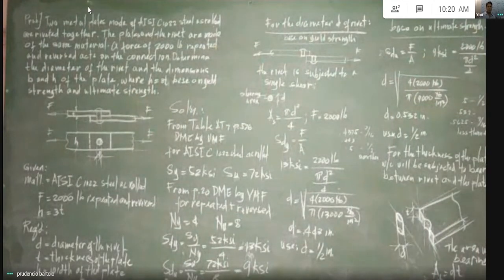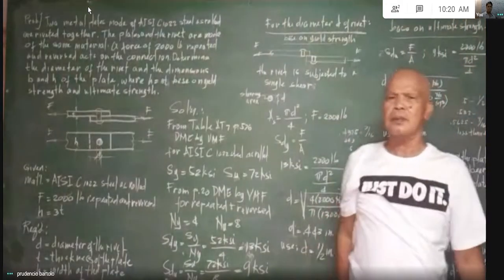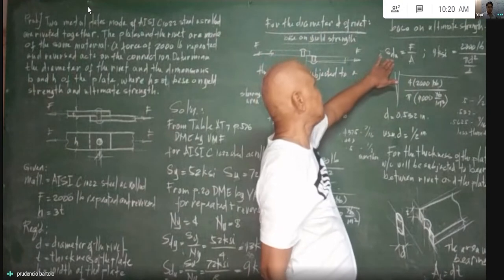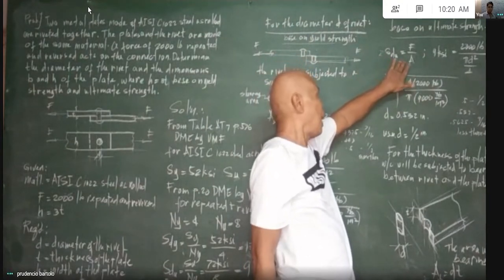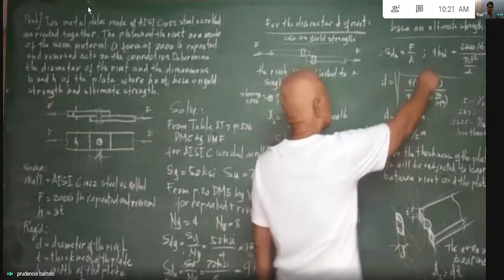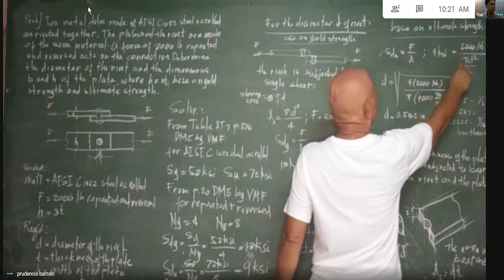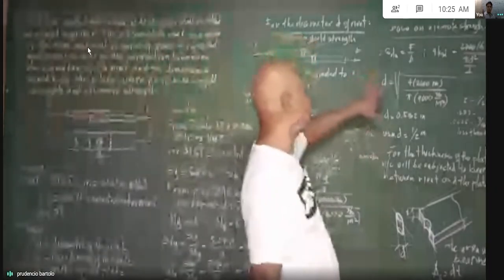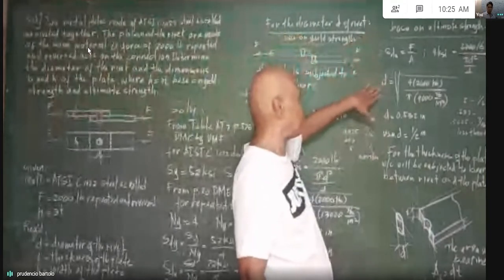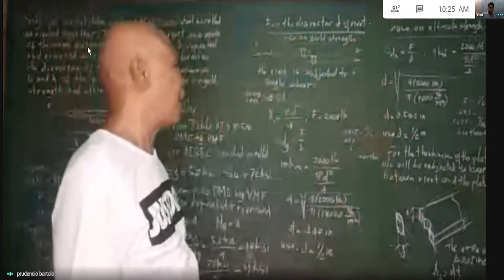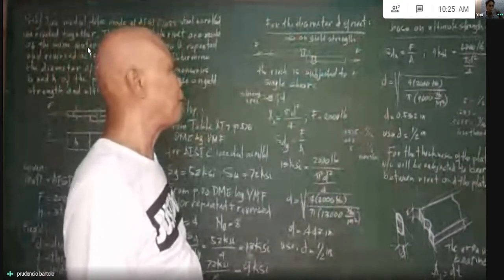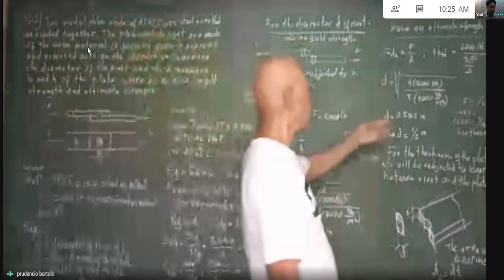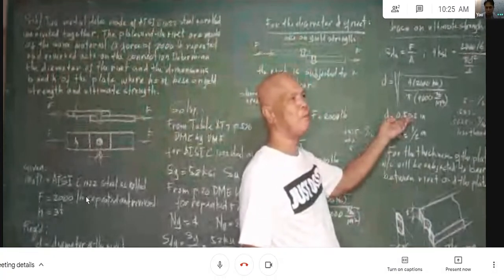Now for the diameter of the rivet based on ultimate strength, that is design stress based on ultimate is equal to F over A. So the design stress, 9 KSI, is equal to 2,000 pounds over pi d squared over 4. So the diameter of the rivet based on ultimate strength, D, is equal to the square root of 4 times 2,000 pounds all over pi multiplied by the quantity 9,000 pounds per inch squared, which will give us 0.532 as the computed value.